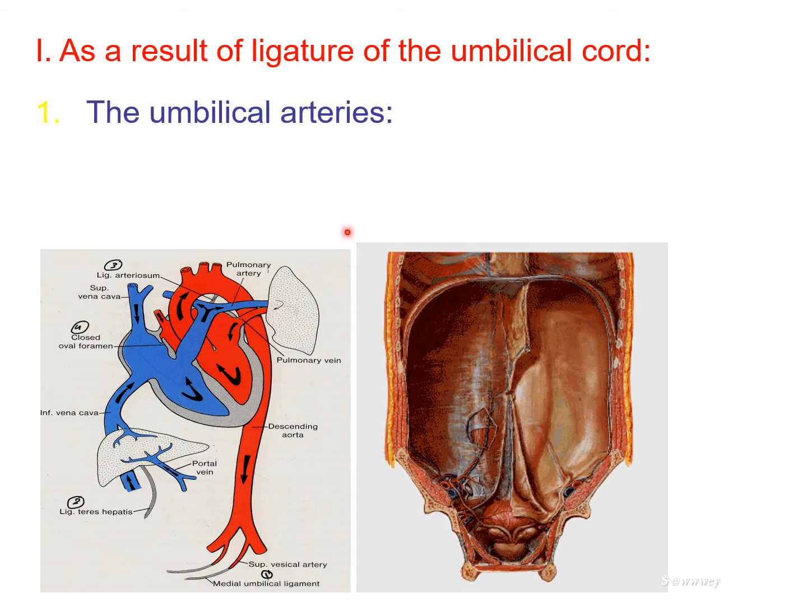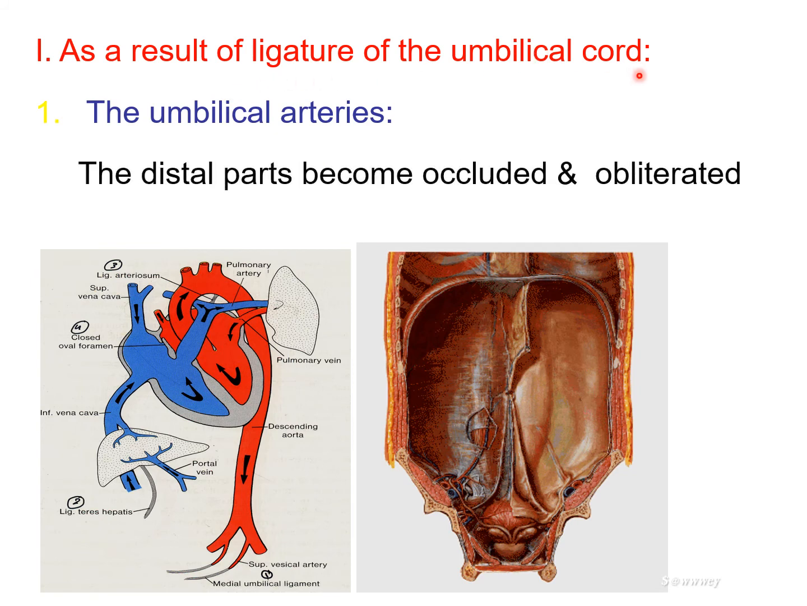What happens as a result of ligature of the umbilical cord? The umbilical cord is not ligated just after the birth. After a few minutes of the delivery of the baby, the umbilical cord is clamped and ligated. As it is ligated, the umbilical arteries stop now, and the distal parts become occluded and obliterated and become the medial umbilical ligament.